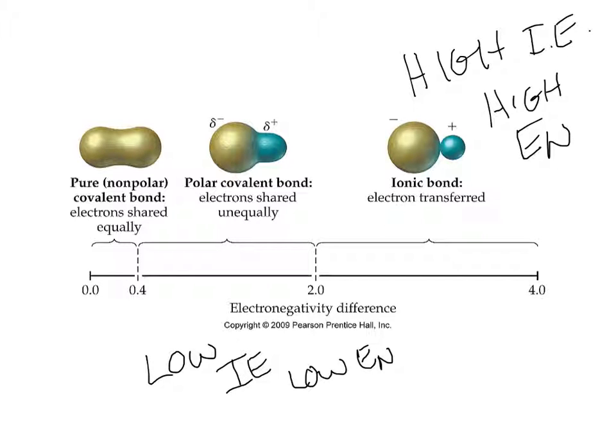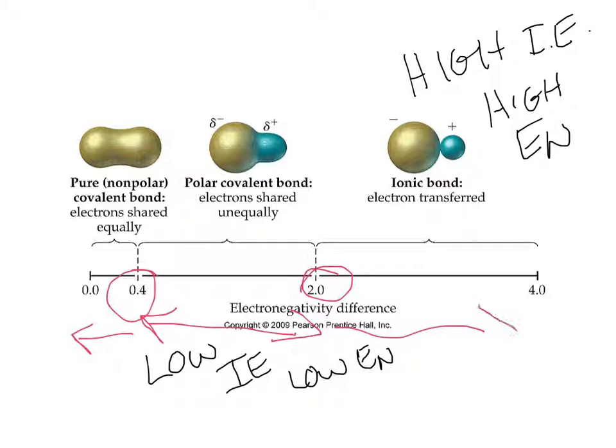The boundaries between the two are not arbitrary per se, but there is some flexibility in where these numbers fall. We're going to assign 2.0 as our boundary between polar covalent and ionic bond for the electronegativity difference between two atoms, and our boundary between purely non-polar and a polar covalent bond as 0.4. If you have values that are less than that, you're going to have basically a pure covalent bond. If you have values in between, there's going to be some degree of polarity in the bond.